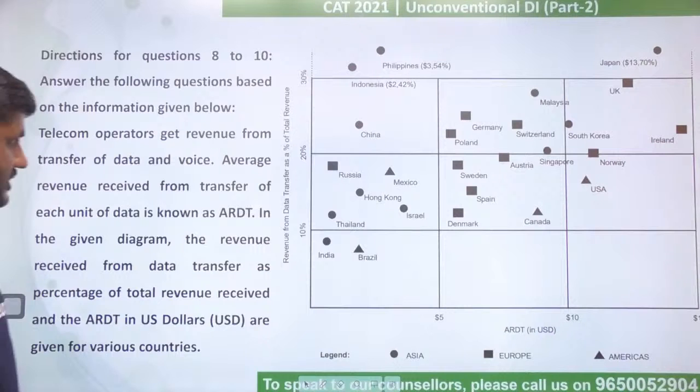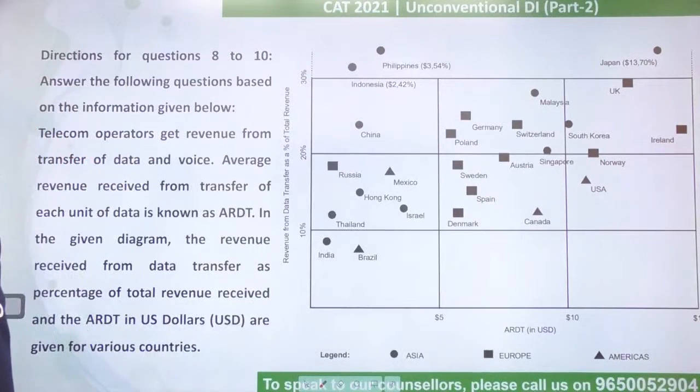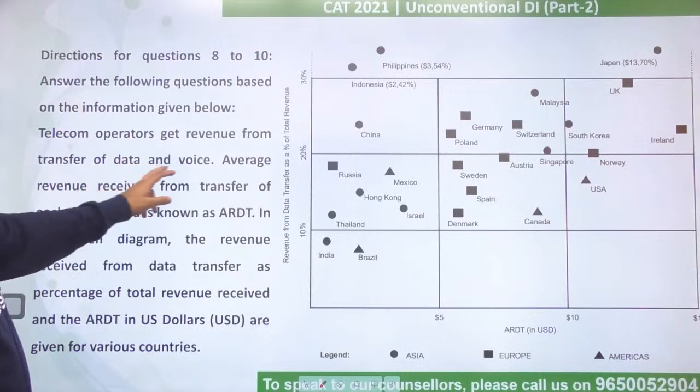Okay guys, so let's just read it together now. Let's try to understand what the question says. क्या कह रहा है वो? Telecom operators get revenue from transfer of data and voice.